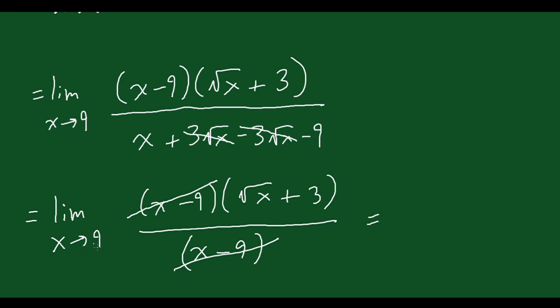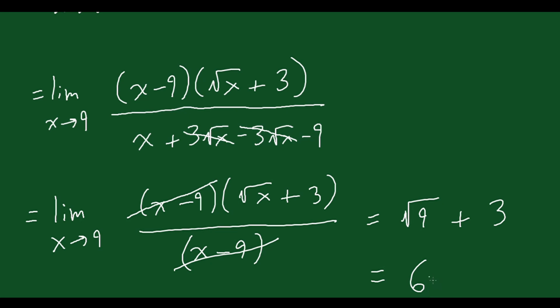I can now try to plug in my 9. Square root of 9 plus 3, that's equal to 3 plus 3, which is equal to 6. So 6 is your final answer. The limit as x approaches a value of 9 is 6. So as x gets close to 9, y is going to get close to 6.